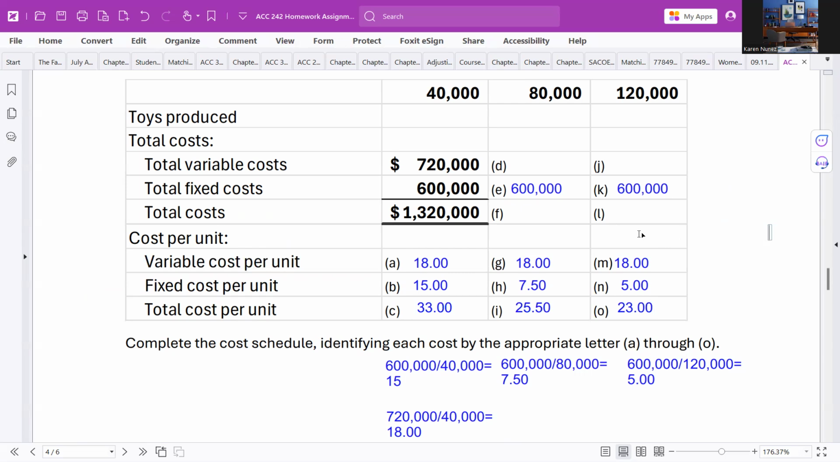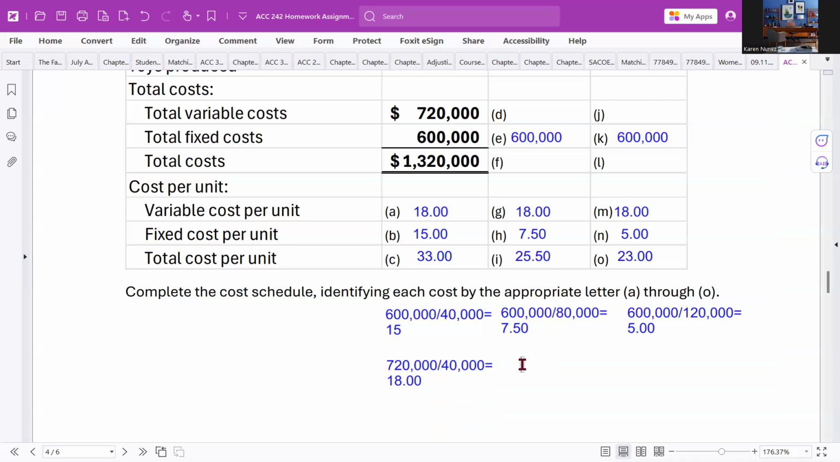So again, we can project the fixed costs in total, divide by volume, and we've got fixed costs per unit. We can calculate the variable cost per unit based on the 720, and then we can just project that because it's going to be constant. And now the last thing we need here is to complete the top part of the schedule. We need the variable costs in total. How do we get that? Well, variable costs are $18 a unit.